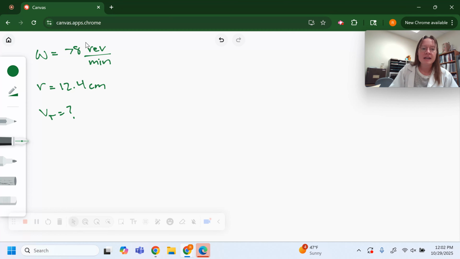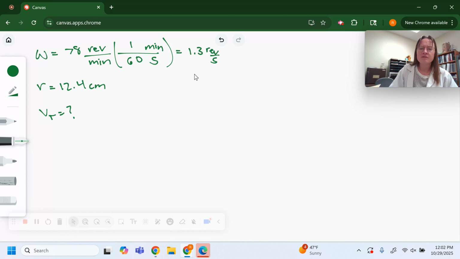To answer this question, before I do anything, I'm thinking I'm probably going to want to do some unit conversions here because I do not love all of my units. Let's do a quick unit conversion. Instead of revolutions per minute, I would love to have revolutions per second. So I'm going to get rid of my minutes here. I'll put minutes on the top, seconds on the bottom, and go with 60 seconds in 1 minute. When I plug this into my calculator, I get 1.3 revolutions per second.